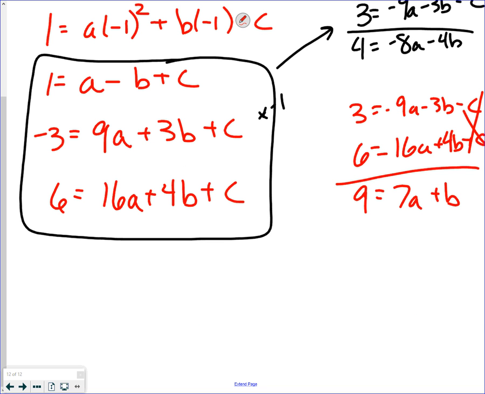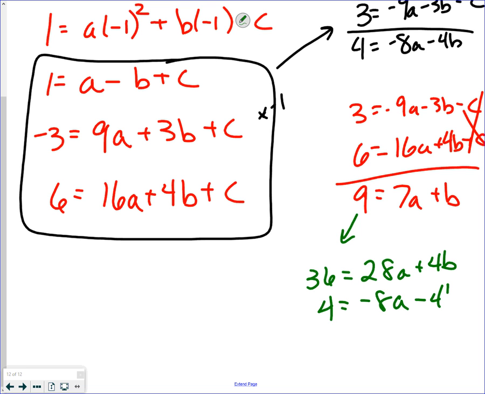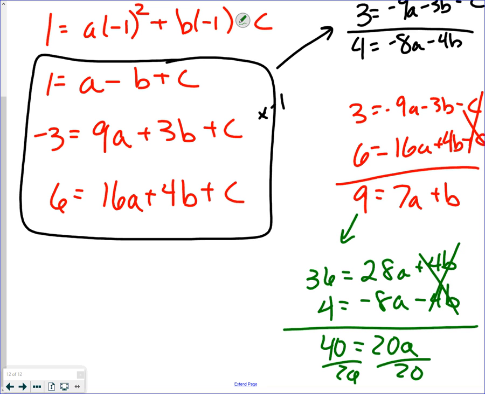Scrolling down now, I'm going to take those two equations. I'm going to multiply this one times 4. 36 equals 28a plus 4b. 4 equals negative 8a minus 4b. The b cancels. 40 equals 20a. Divide by 20. a equals 2. If I know that a equals 2, I can now take that back somewhere else. So 9 equals 7 times 2 plus b. 14, subtract 14, I get b to be negative 5.